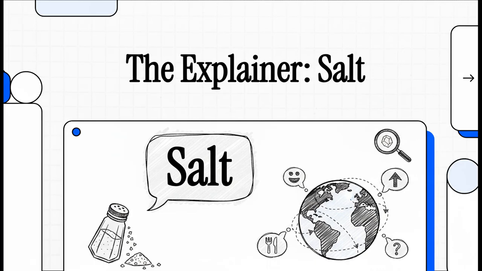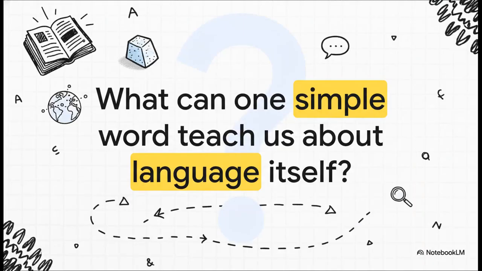Salt. I mean, it's one of the most common words on the entire planet, right? But what if I told you that this simple, universal word was hiding a secret about a pretty radical idea to change how the whole world communicates? So, what can one simple word really teach us about language?